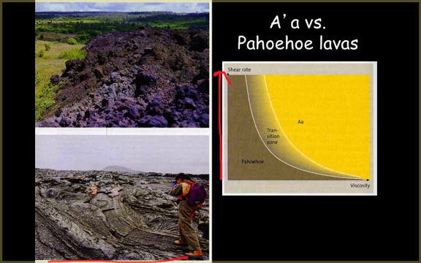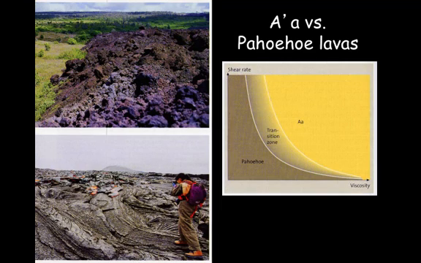So if we start with a pahoehoe lava that is thin and runny, and it starts to flow downhill at a steeper angle, it is going to transition into an aa flow. The viscosity will change.